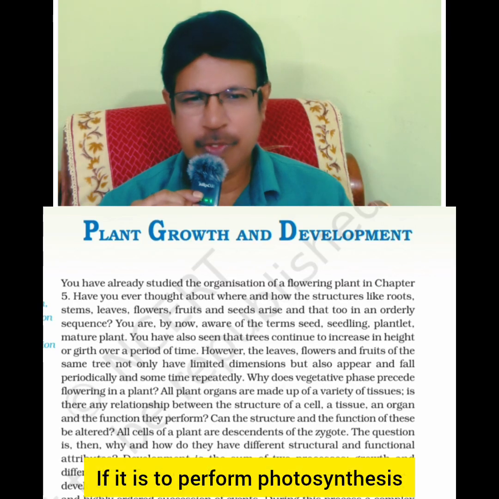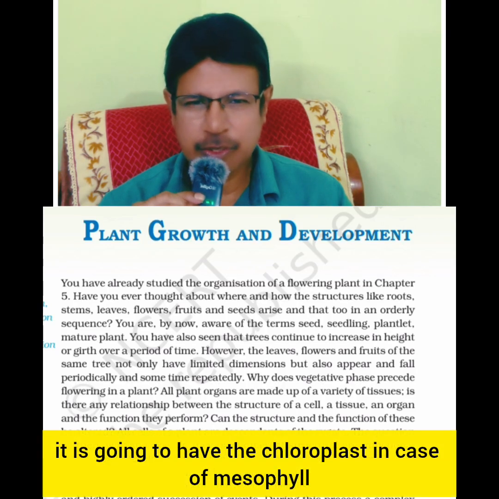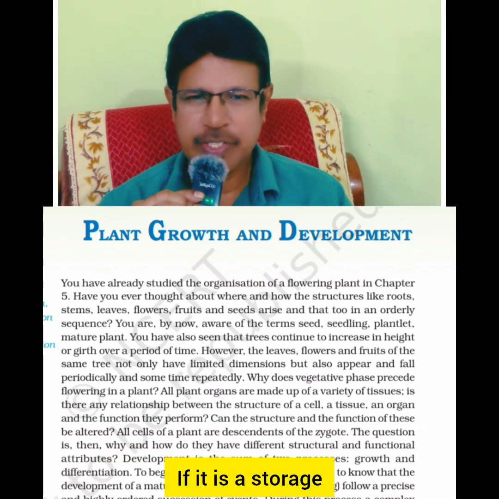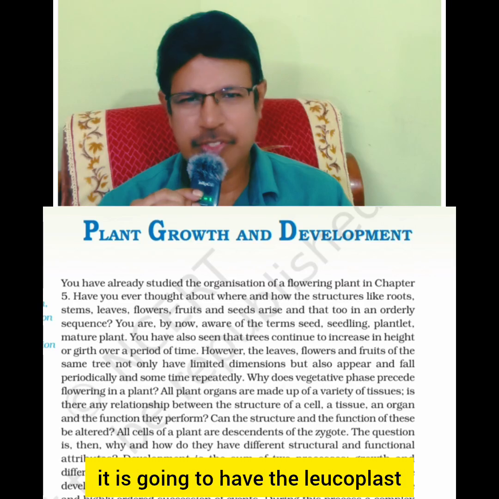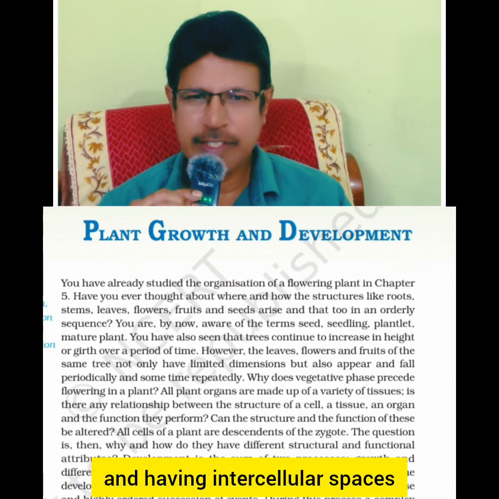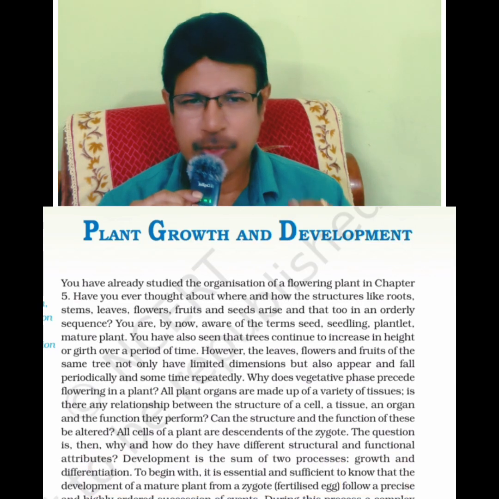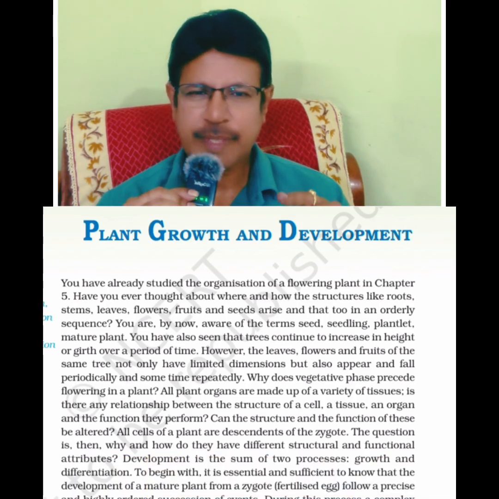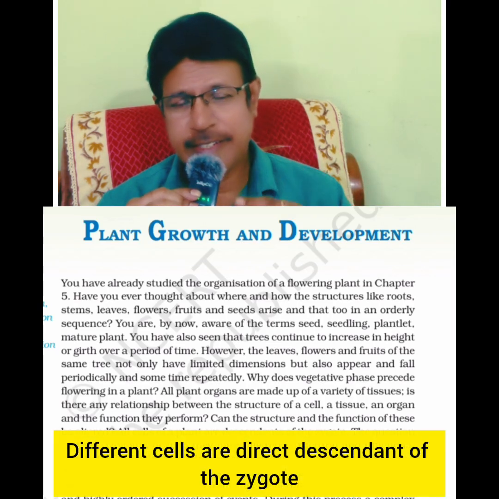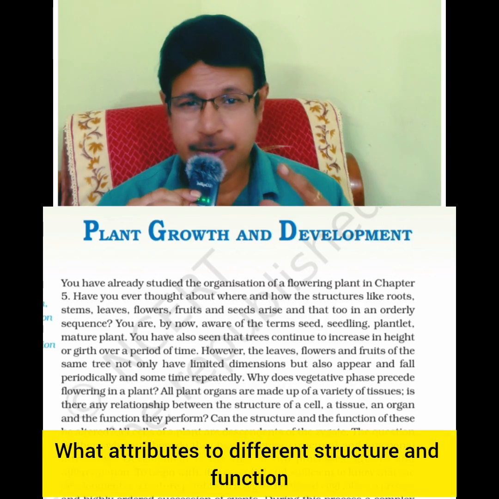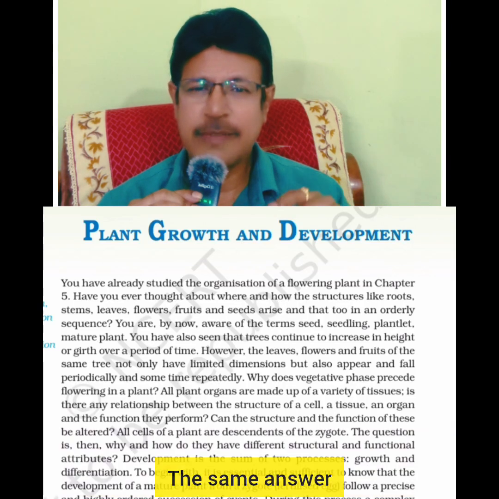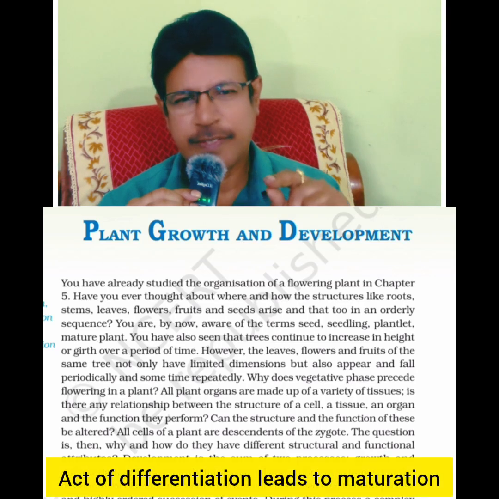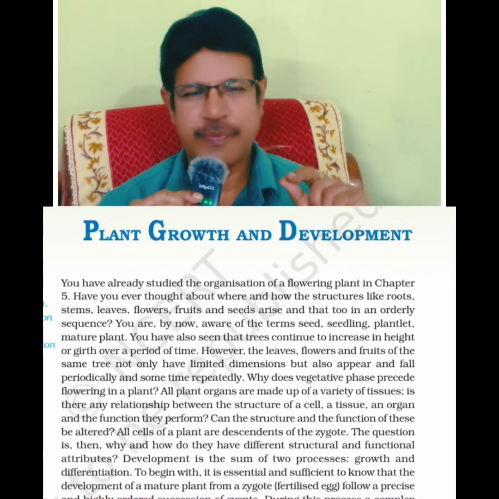If it is to perform photosynthesis, it is going to have the chloroplast, in case of mesophyll. If it is storage, it is going to have the leucoplast and intercellular spaces, that is the cortex. So the cell is commensurate with the function that it has to perform. Different cells are direct descendants of the zygote. What attributes to different structure and function? The same answer: the cells undergo differentiation. The act of differentiation leads to maturation.